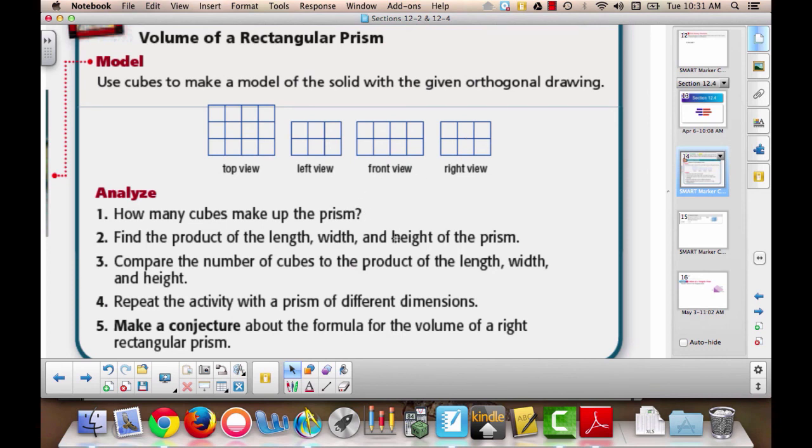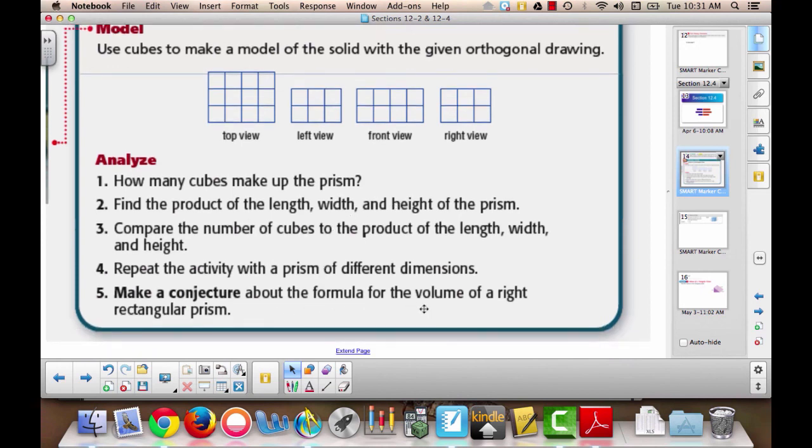If you do know the formula for the volume of a rectangular prism, or the volume of a box, go ahead and see if you can make a conjecture for that formula, and then look at that formula and see if you can adapt that formula to prisms with bases other than rectangles.